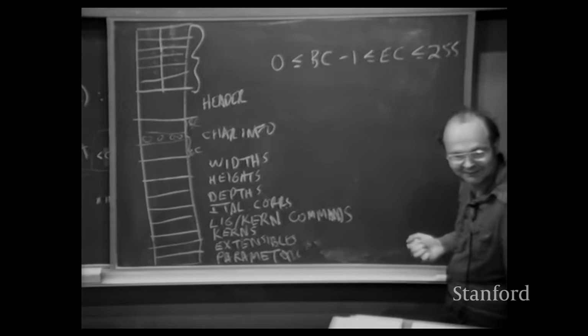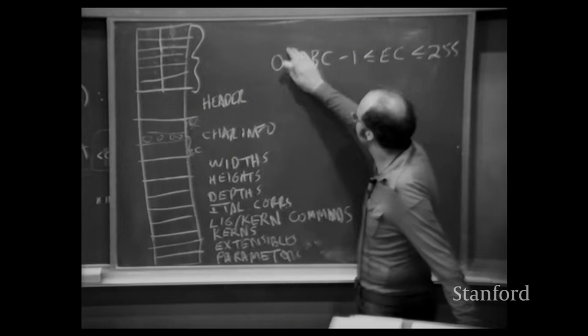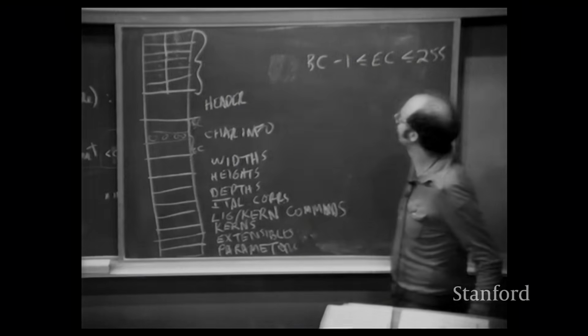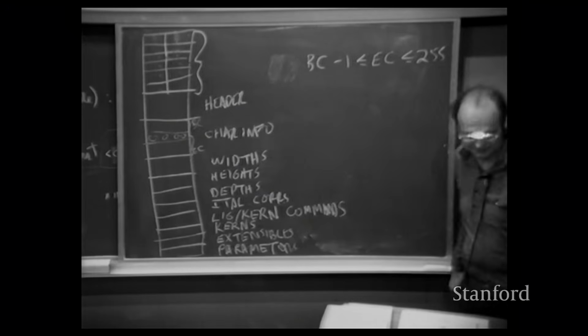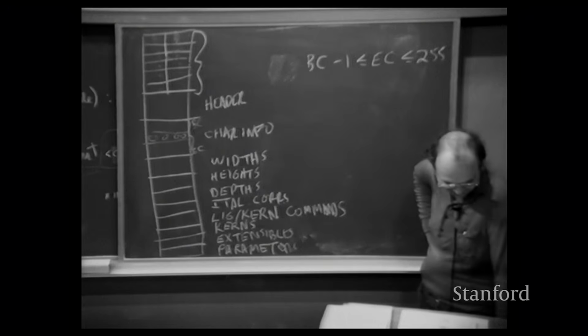Does BC minus 1 really have to be greater than or equal 0? I believe so. What happens if BC is 0? No, you're right. BC just has to be greater than or equal 0. Sorry. Yeah, excuse me. And that's all I said too in that section.